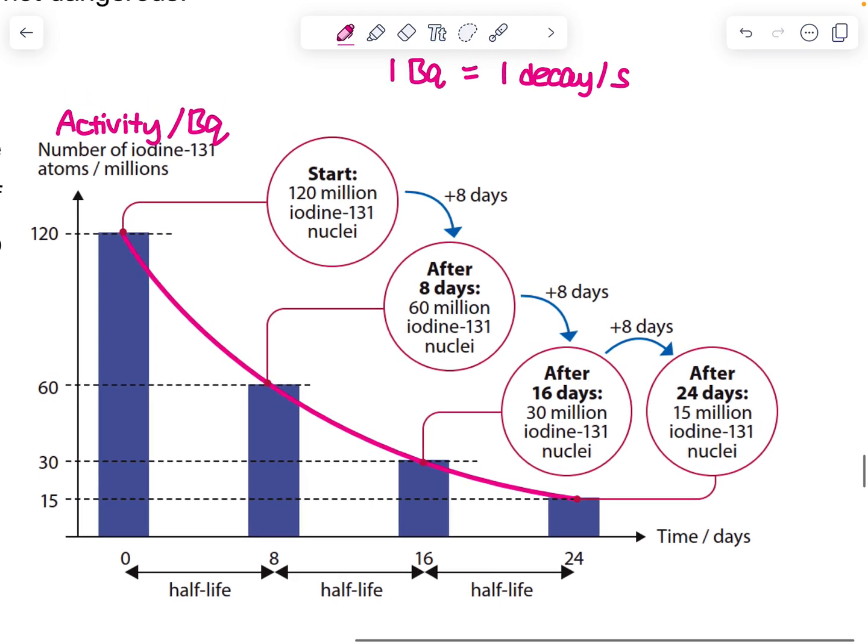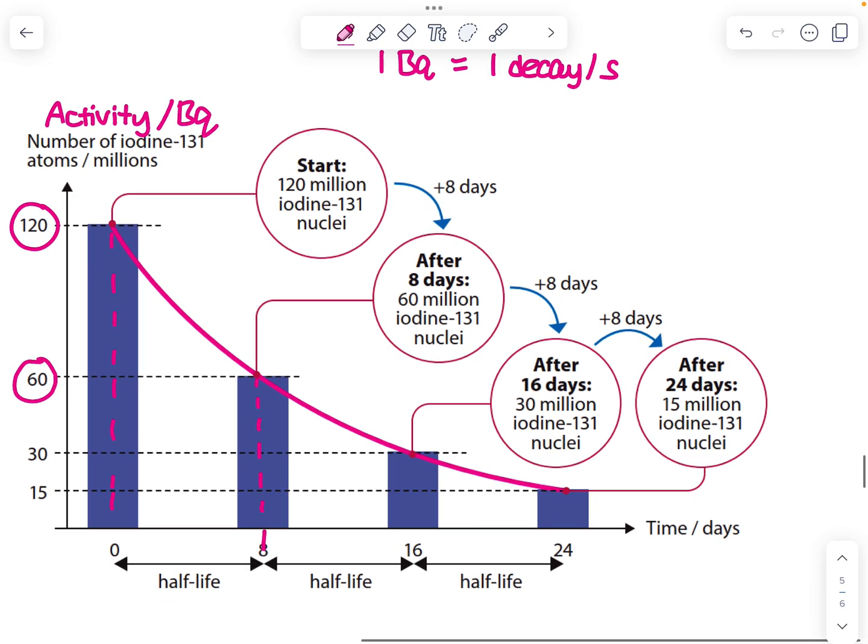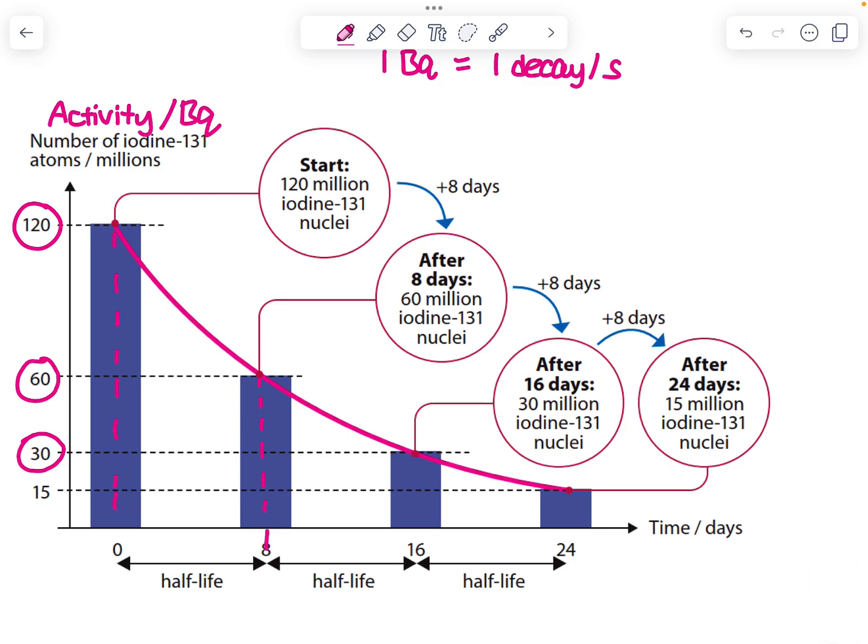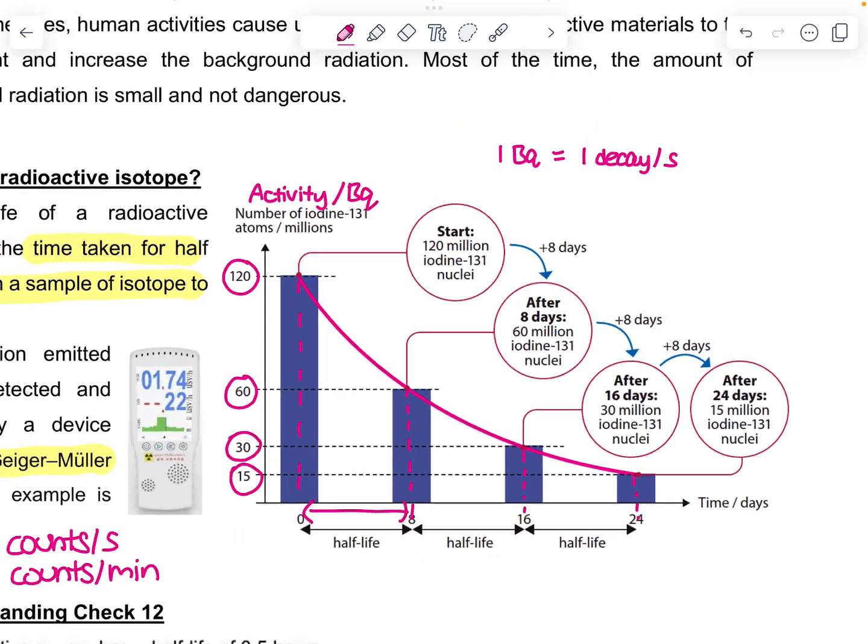So to find the half-life, we can start with 120. You see that it becomes 60 here in 8 days. From 60 to 30, another 8 days. 30 to 15, another 8 days. So we can see that this is the half-life.